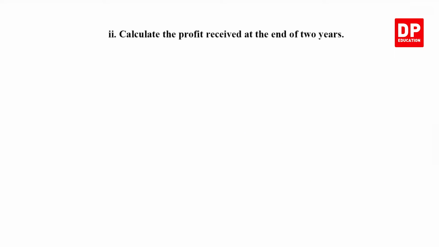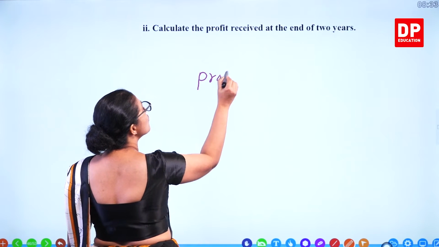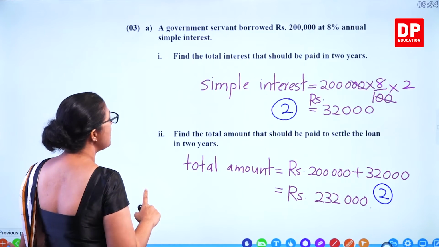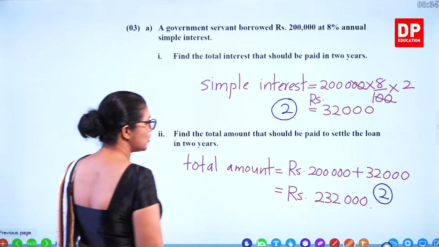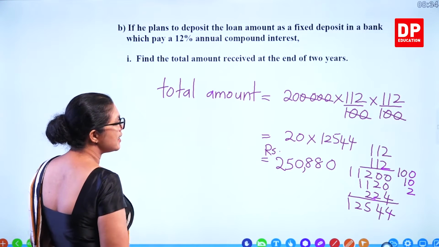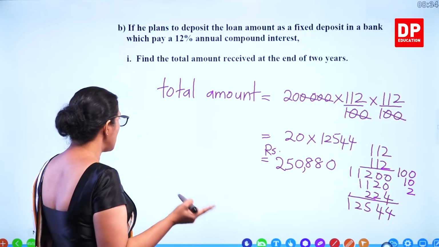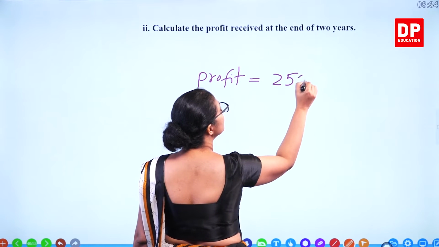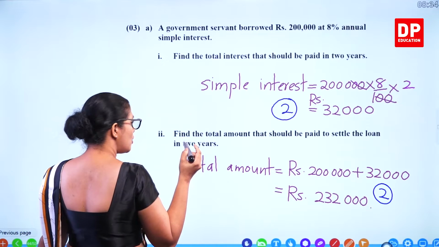Now we'll take the next part. Calculate the profit received at the end of 2 years. Now what are the values we got? So to calculate the profit, you need the 2 values. In the first part we did, the total amount that should be paid, 232,000. And you are getting this value. So the difference between these two is the profit you get. 250,880 minus 232,000.